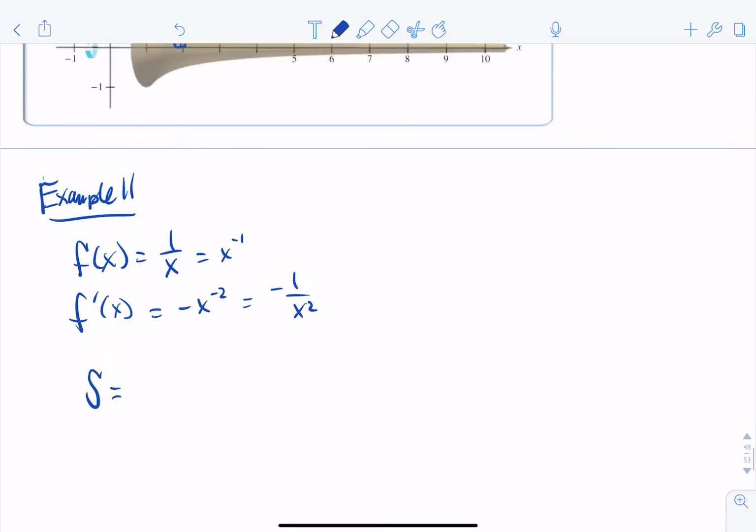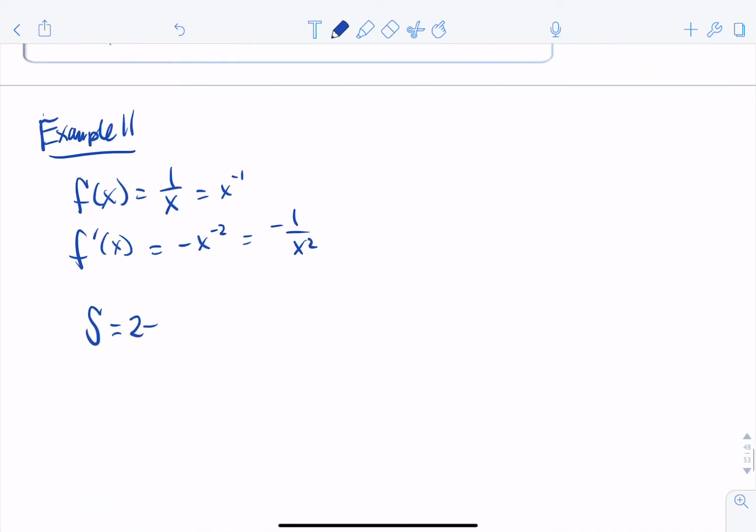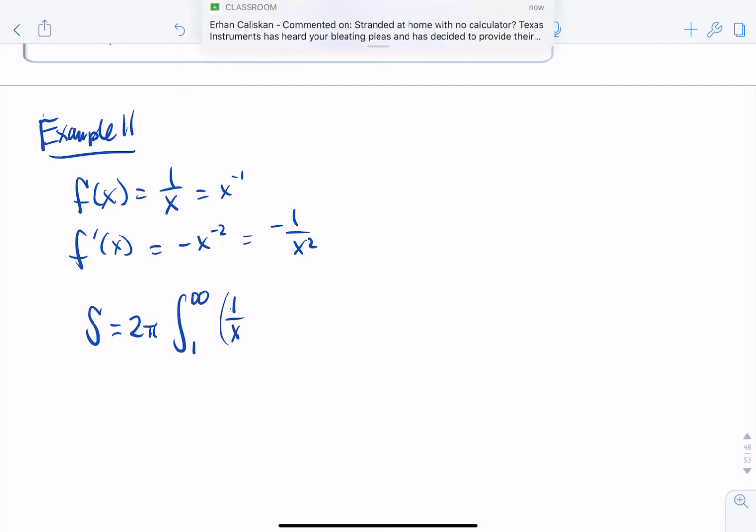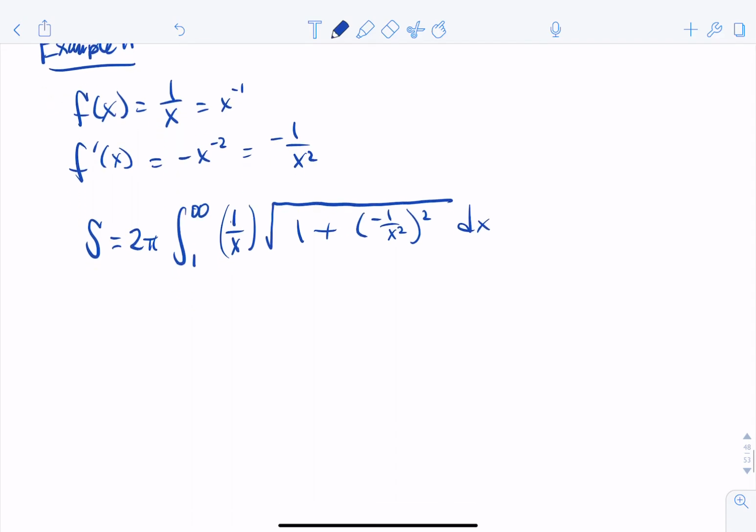integral for the surface area. It has a 2 pi on the outside of it. Definite integral from 1 to infinity. That's going to make this thing improper, so we'll have to fix that. We have our radius function, which is 1 over x, that we're going to multiply times the arc length formula, which is the square root of 1 plus negative 1 over x squared dx.